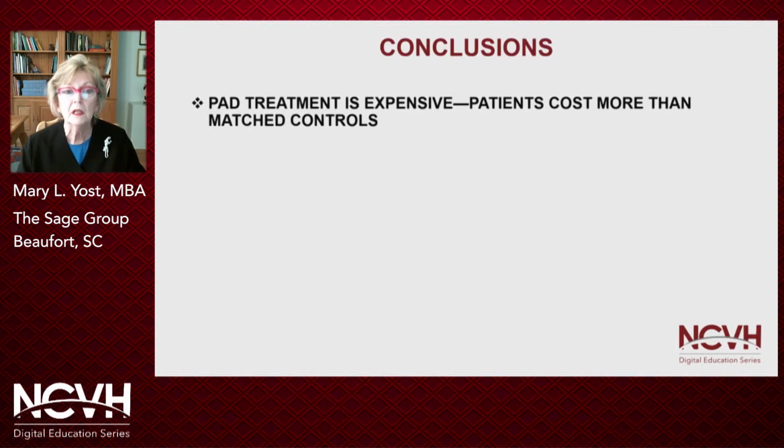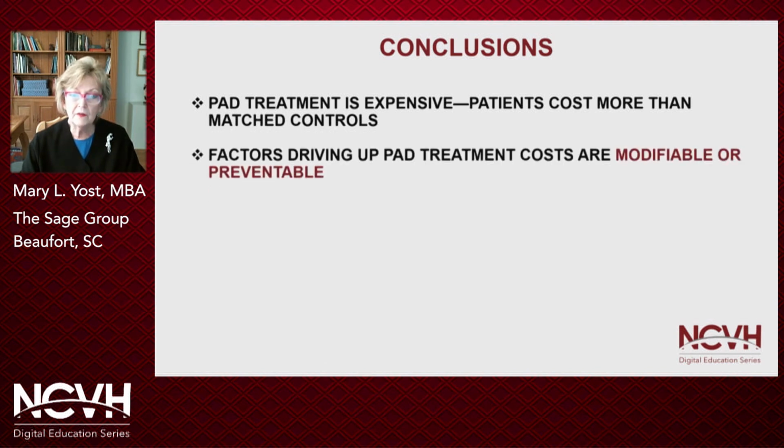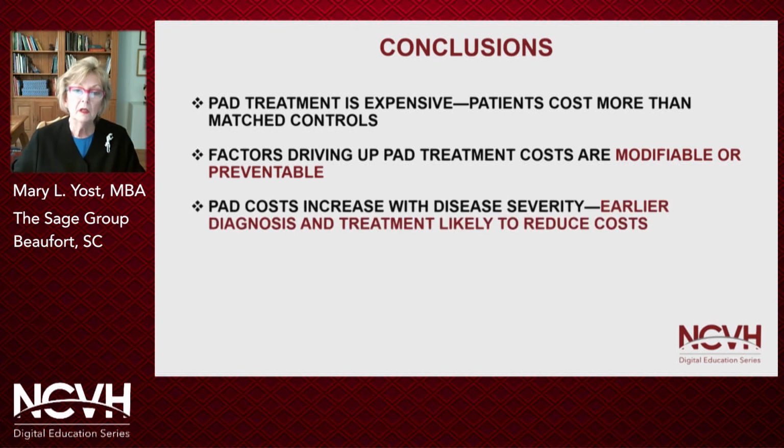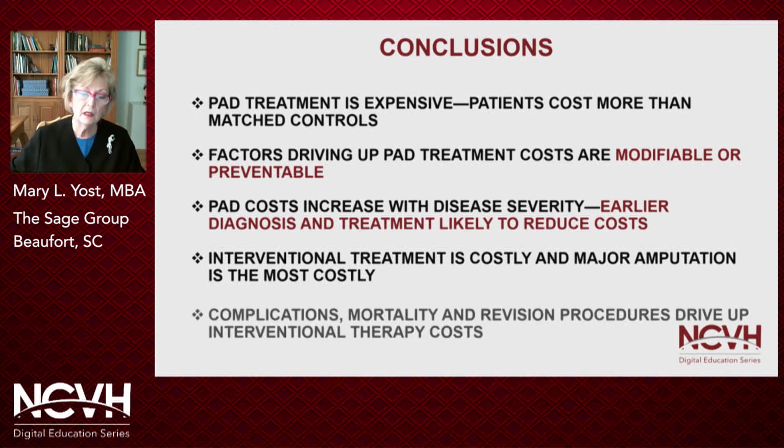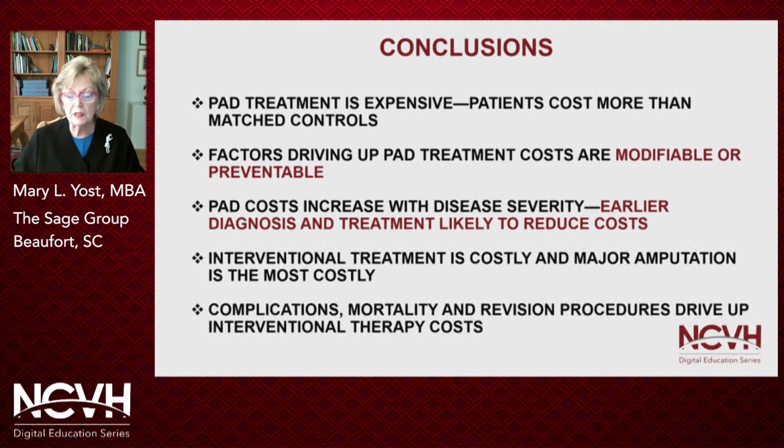So conclusions. PAD treatment is expensive. Patients cost more than matched controls. Factors driving up PAD treatment costs are modifiable or preventable. PAD costs increase with disease severity, suggesting earlier diagnosis and treatment could reduce costs. Interventional treatment is costly, and major amputation is the most costly. Complications, mortality, and revision procedures drive up interventional therapy costs.